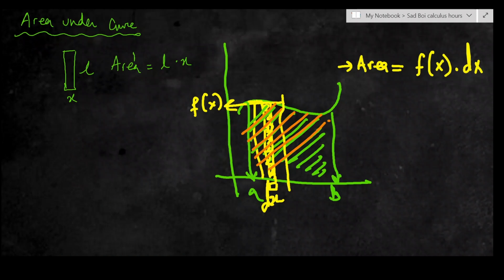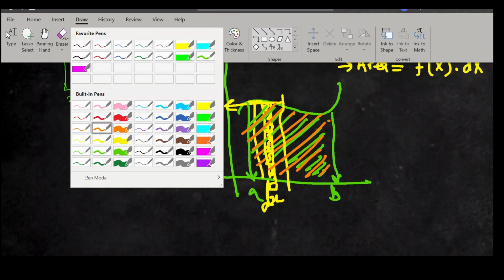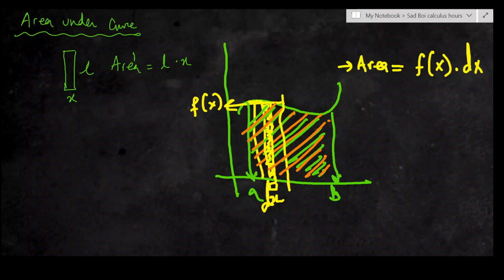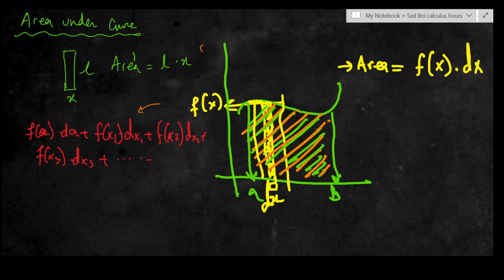However, since we want to calculate all of this area, we need to add all of those strips. So to calculate this total area, what we do is f of a dx plus f of x1 dx1 plus f of x2 dx2 plus f of x3 dx3 plus dot dot dot and so forth until you reach the point b.